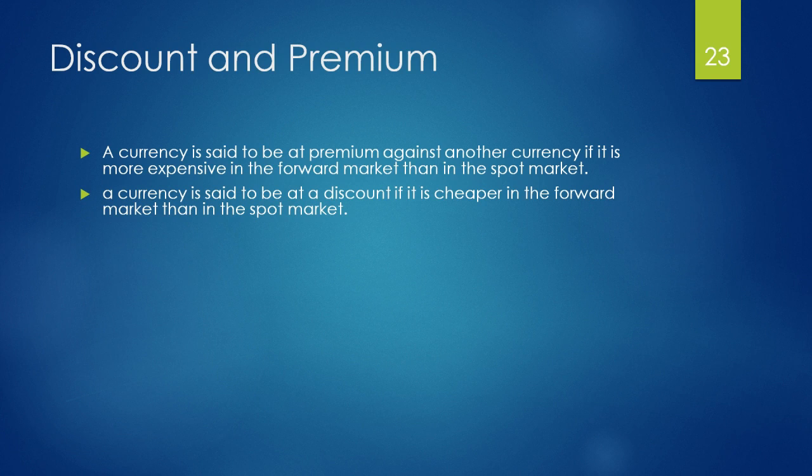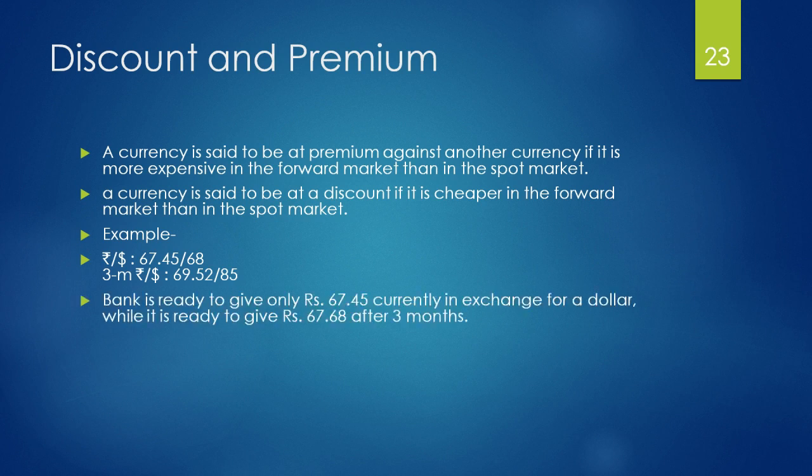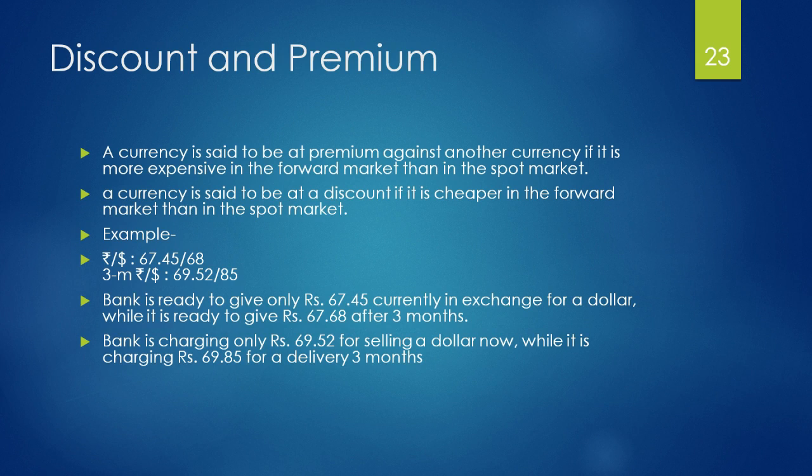Let us see an example. It is given that rupees per US dollar is 67.45/68 and 3-month forward rupees per dollar quote is 69.52/85. As you can see in this case, bank is ready to give only rupees 67.45 currently in exchange for a dollar, while it is ready to give 69.52 after 3 months. Thus, bank is charging only rupees 67.68 for selling a dollar now, while it is charging rupees 69.85 for a delivery after 3 months.